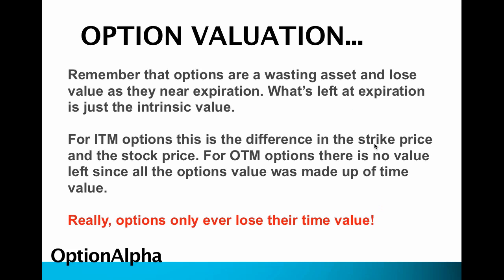Remember that options are a wasting asset, like we talked about, and lose value as they near expiration. So what's left of them at expiration is just the intrinsic value. For in-the-money options, this is the difference between the strike price and the stock price, just like the example we just went over at 126 and 120. And for out-of-the-money options, there's no value left since all of the option's value was made up of time value and volatility. So that's where that pricing diagram really helps. That's basically option parity at expiration.